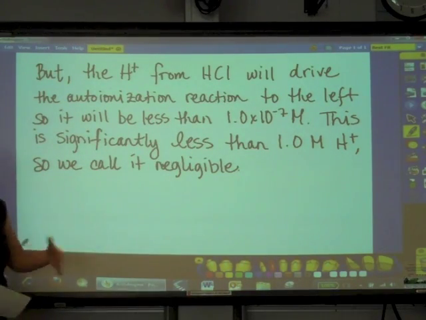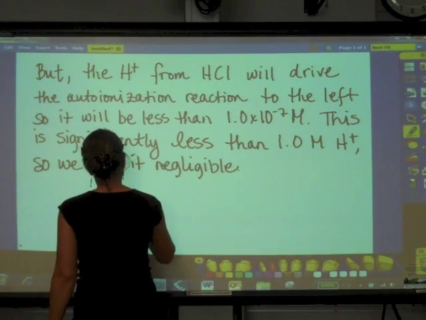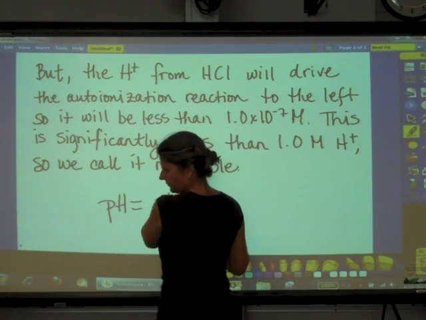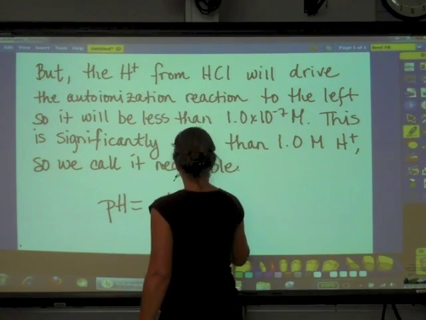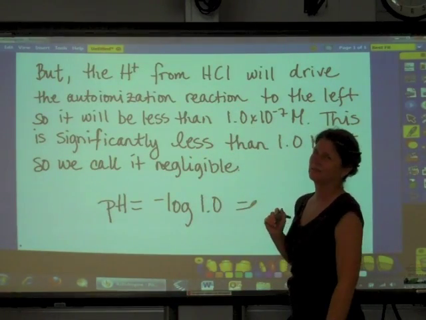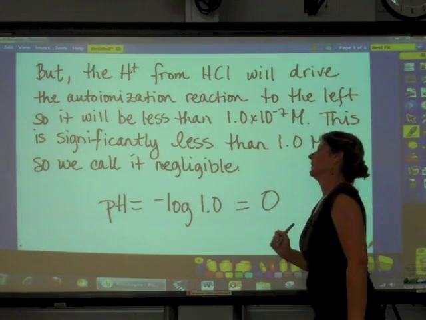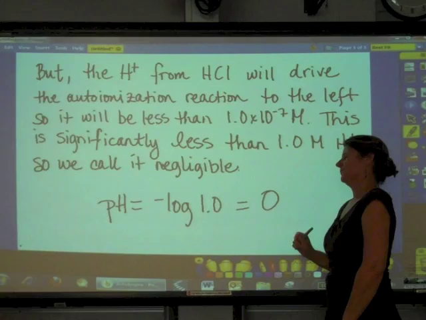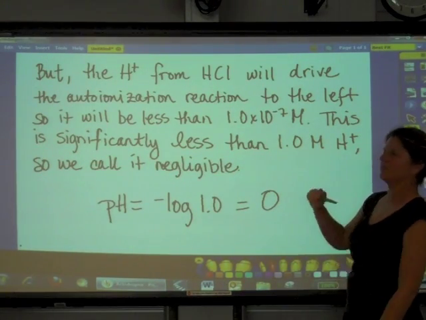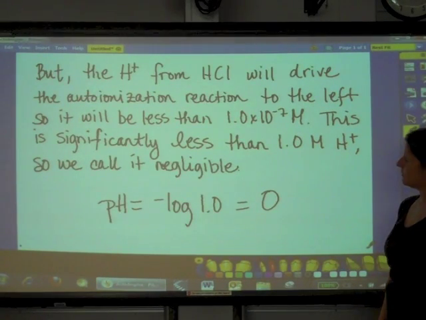And so then it's a very simple calculation. The pH is equal to the negative log of 1.0. And that's equal to 0. Okay. So really in the end, you guys, what did we do? We just found the negative log of the strong acid concentration, and that gave us the pH.